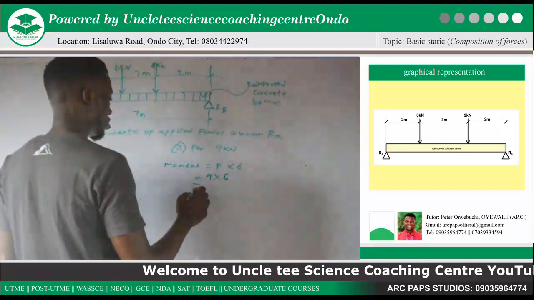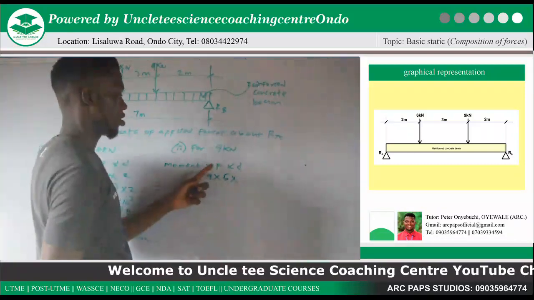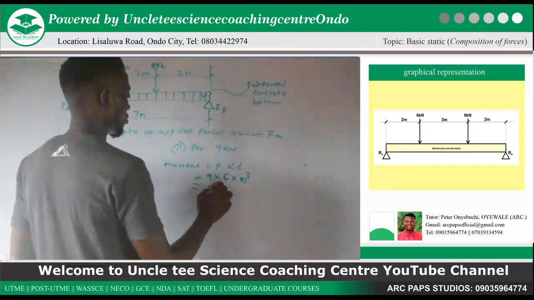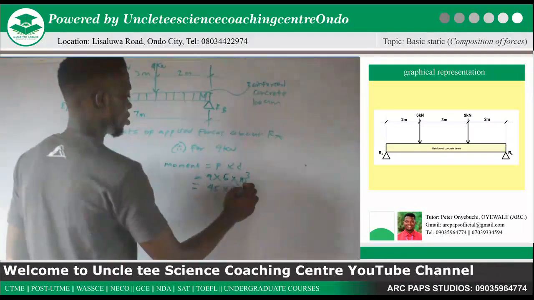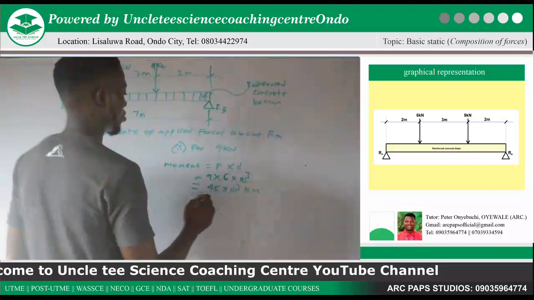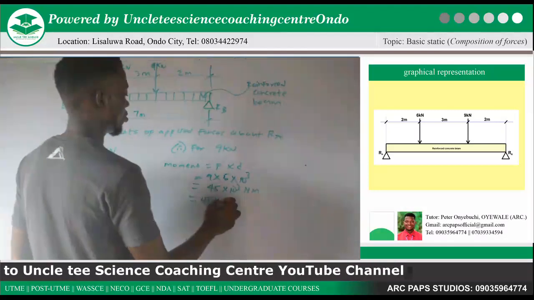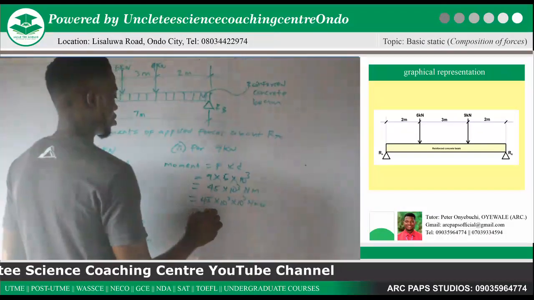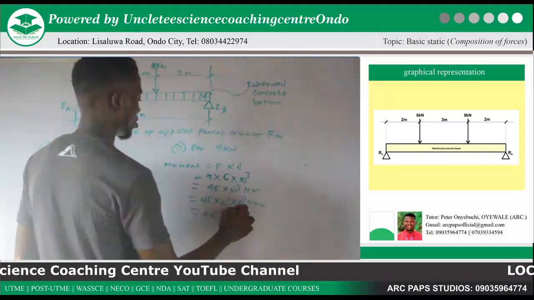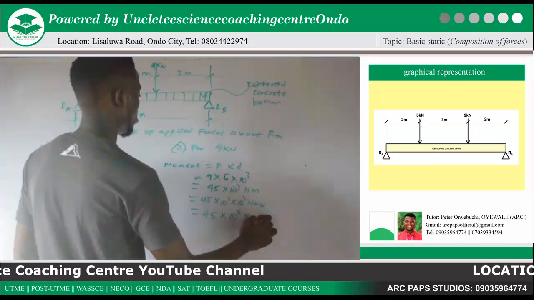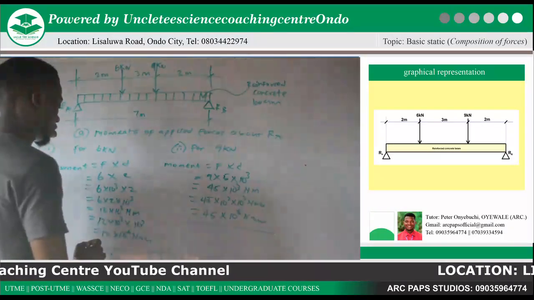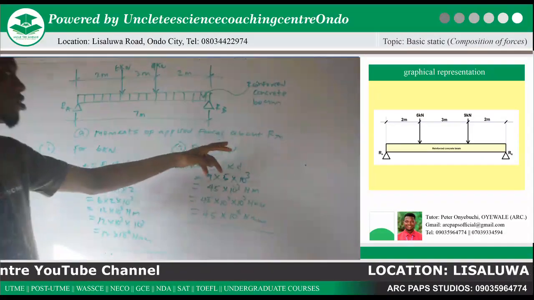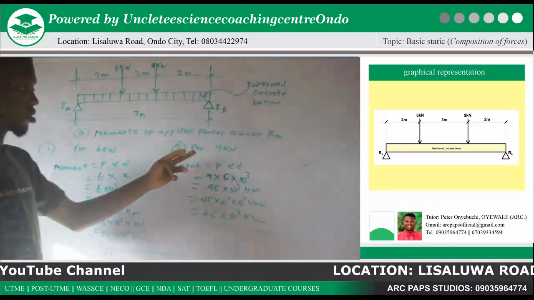So this will give us, okay, let's convert the force also to Newton, times 10 raised to power 3. Now, 9 times 5, that is 45 times 10 raised to power 3 Newton meter, which is 45 times 10 raised to power 3 times 10 raised to power 3 Newton millimeter, which is 45 times 10 raised to power 6 Newton millimeter. So that would be the moment of the applied forces about RA for the first force and for the second force.